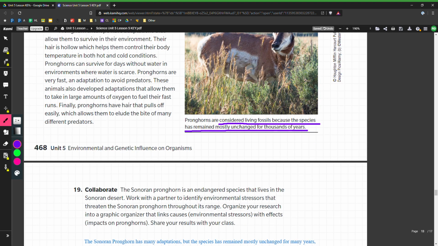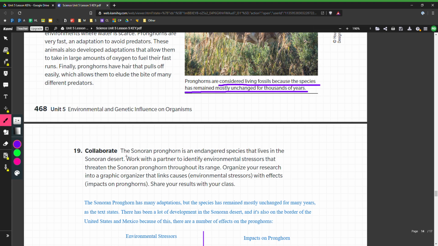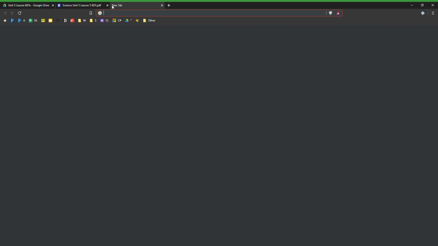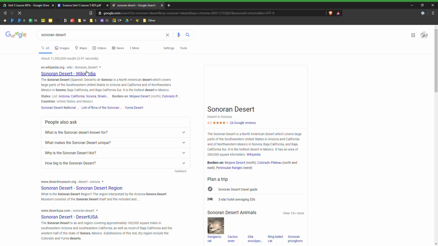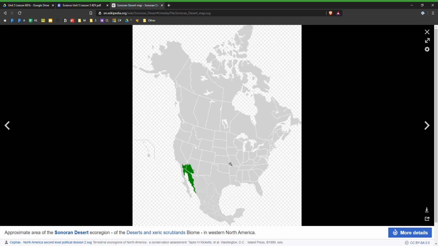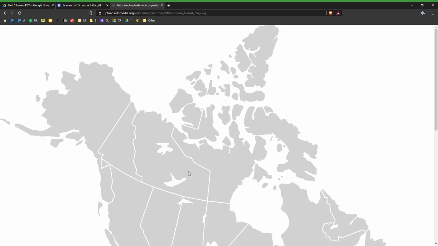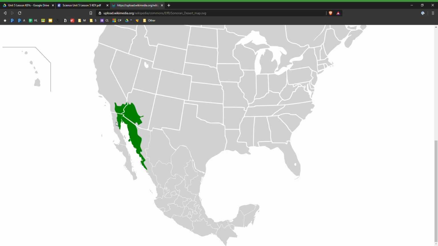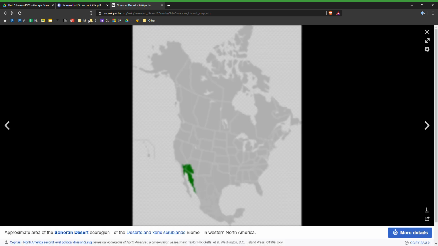I'm not sure if this is the same exact picture, but I looked it up. It says it's an endangered species that lives in the Sonoran Desert. So I looked up the Sonoran Desert. If you don't know what the Sonoran Desert is, let's look it up. This is good enough. We've got a picture of where it is. The Sonoran Desert is right in this area. So you can see it's really Southern California, Arizona, and Mexico. And if you go back to this article, it does list some major cities and things like this in that location.